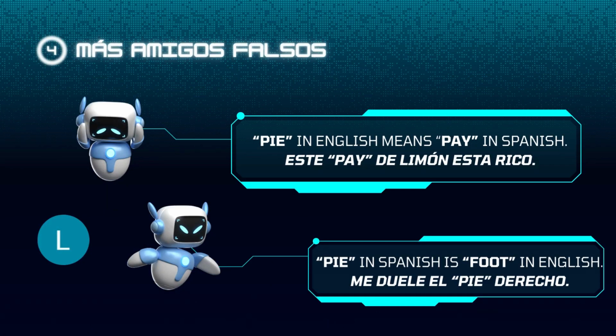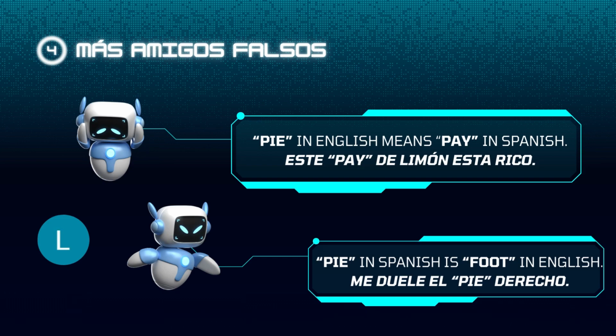Más amigos falsos. Let's take a look at the word pie. P-I-E in English. That actually means pie in Spanish. Here, my pronunciation, it's not the same. Pie, pie. I can say something like, este pie de limón está rico. This pie or this lemon pie, it's very delicious.